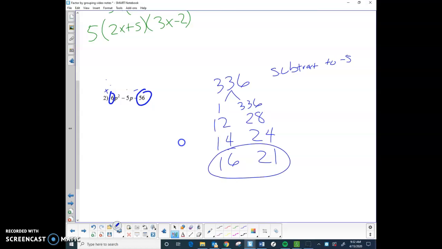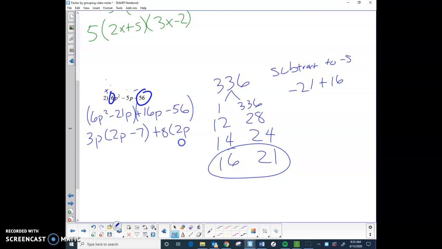This means we're going to have a minus 21 and a plus 16 to get to our negative 5. So when I rewrite this, what I've got is 6p squared minus 21p plus 16p and a minus 56. We're going to break it down into groups like that. In the first group, I've got a 3p that comes out, so I'm left with a 2p and a minus 7. On the back half, I've got a plus 8, so I've got a 2p and a minus 7.